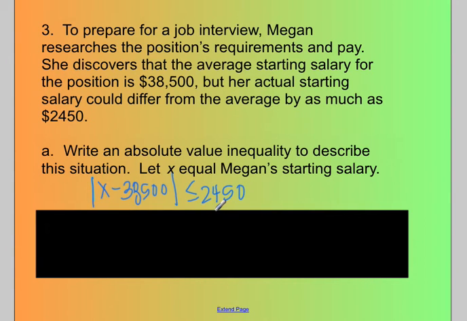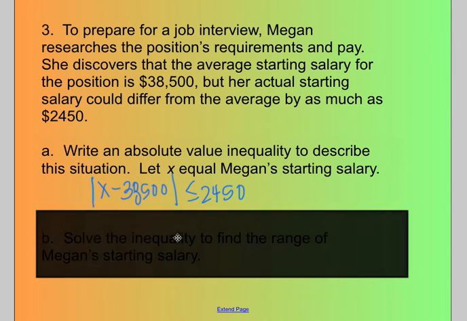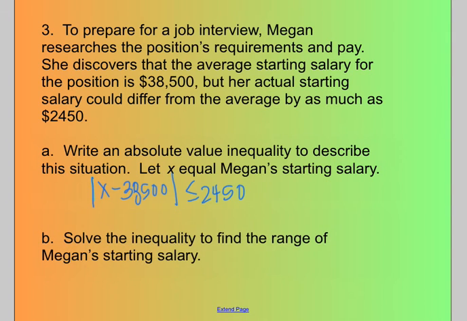$2,450. So let's just say, for instance, Megan's salary was $40,000. You'd plug in $40,000, so $40,000 minus $38,500 would give me $1,500, and then that'd be less than or equal to $2,450. So that would be an example. So this would be my equation. Now B says, solve the inequality to find the range of Megan's starting salary. So we're going to solve it. Most of you could probably think, well, why don't I just take it and add 2,450 and subtract? But we're going to do it using the inequality.